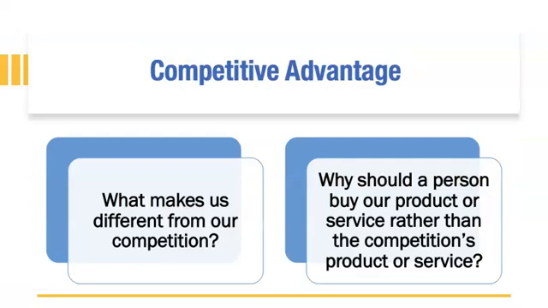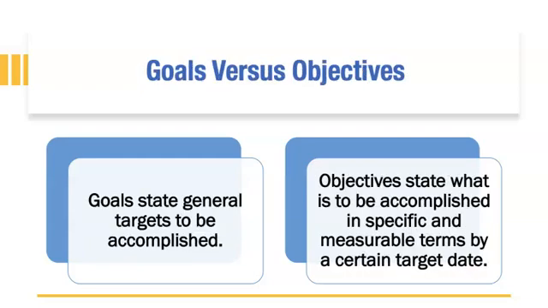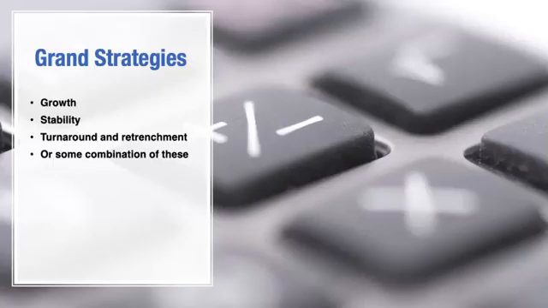So again, competitive advantage. Again, what makes us different? Why should a person buy one product over another? It's extremely important to know goals versus objectives. Goals are targets to be accomplished. Objectives are what you want to accomplish, and they're measurable, and they give you a certain date. But goals are ultimately finite, right? Did you accomplish those goals?